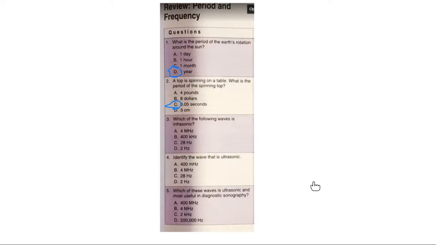This is good practice for your certification questions. And maybe it's useful, but I'm not going to ask you multiple choice questions because I don't want to do that. Okay, Linda found an answer to that, and she's marking it. That's good. This is identify the wave that is ultrasonic.